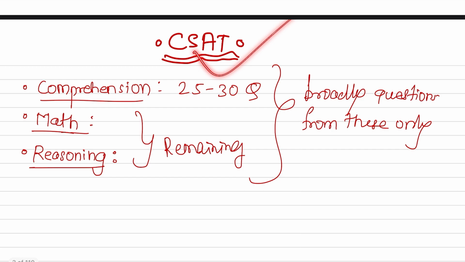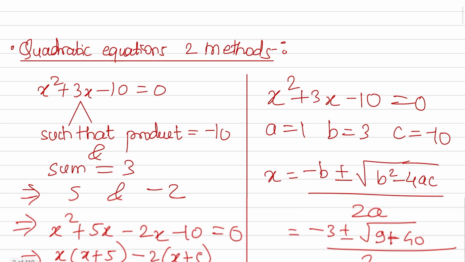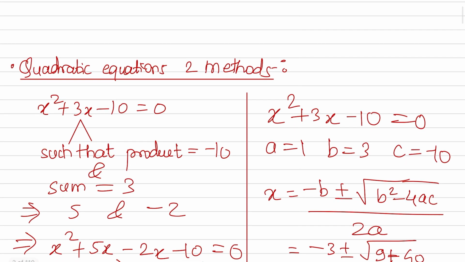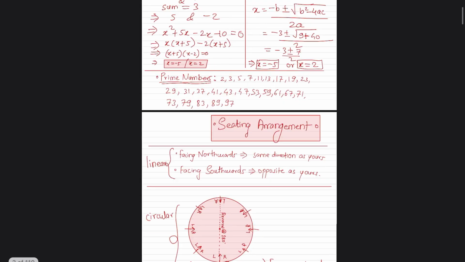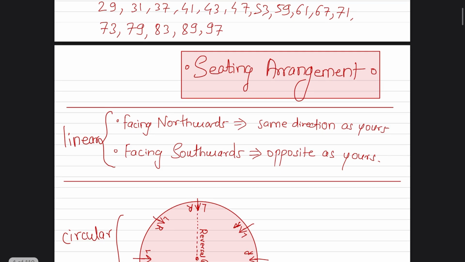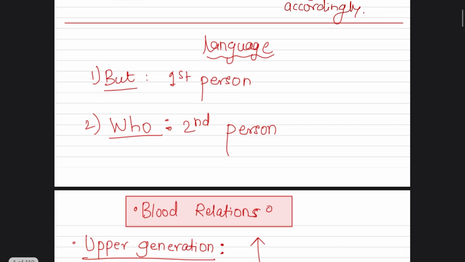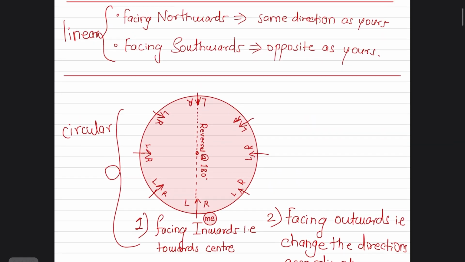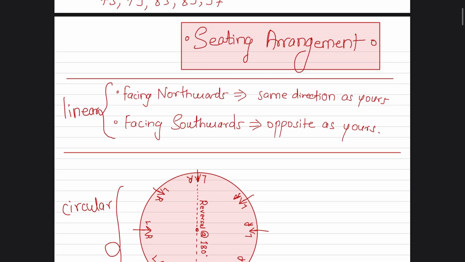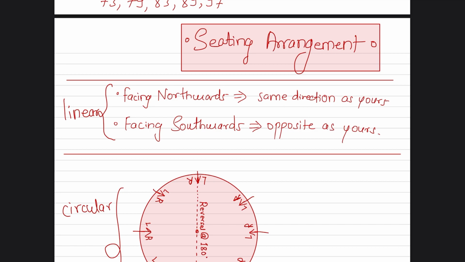Then again, CSAT's analysis, we have comprehension, math, reasoning, right? So strategy has been discussed. Now quadratic equations, there are 2 methods of solving a quadratic equation. These methods have been explained because they come very handy while solving the equations. Even whenever you solve a normal CSAT problem, it ends up becoming a quadratic equation. In that case, you must know how to solve these and how to approach these quadratic equations.